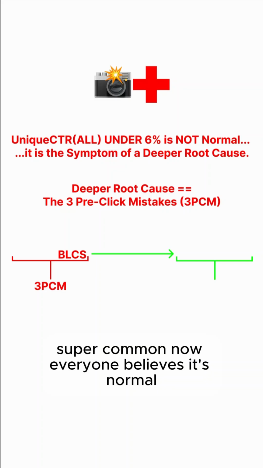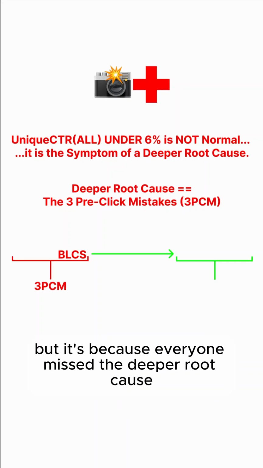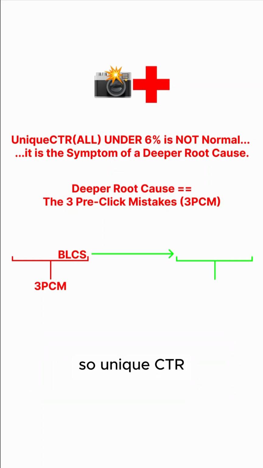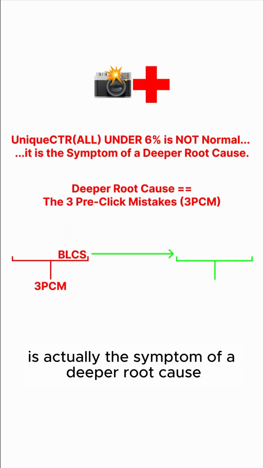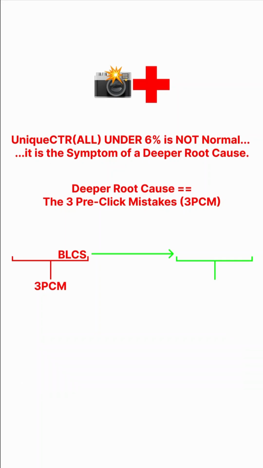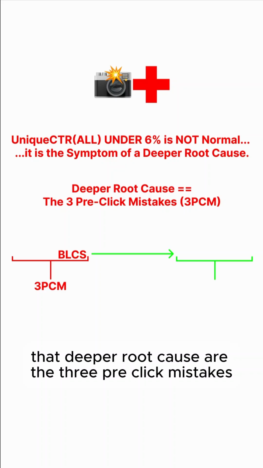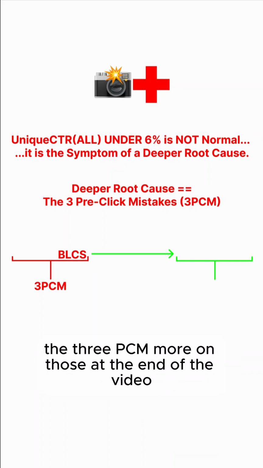Super common though. Everyone believes it's normal. Everyone just leaves it alone. Nobody tries to fix it, because everyone missed the deeper root cause. So unique CTR under 6% is actually the symptom of a deeper root cause. That deeper root cause is the 3 pre-click mistakes, the 3 PCM. More on those at the end of the video.